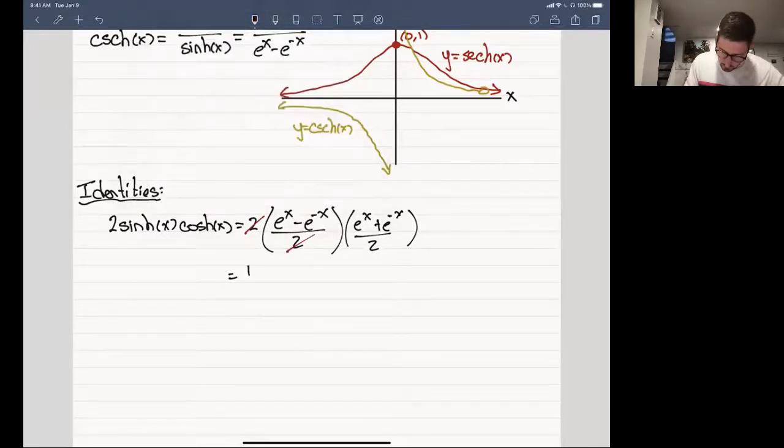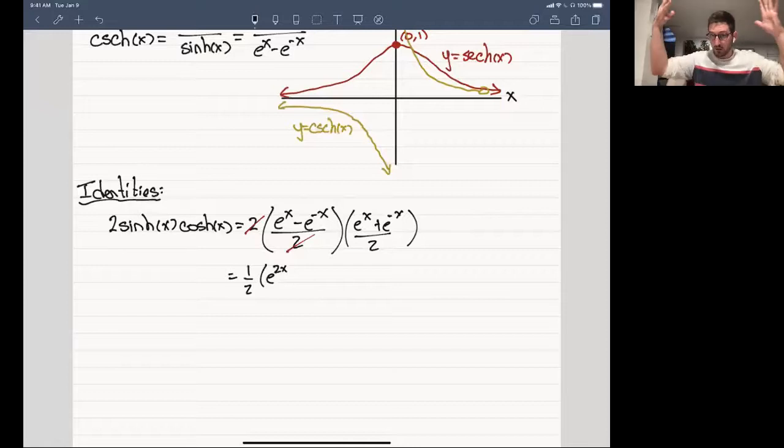So one of them is left. I'll kick it out front. And now this is a difference of squares problem. This is a factored difference of squares. So when I turn this into a difference of squares, I get e to the 2x, that's e to the x and then all squared, minus e to the minus 2x, that's e to the minus x and then all squared. So this is a difference of squares problem.